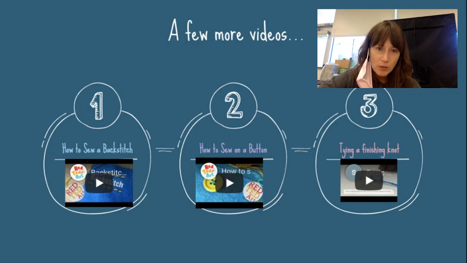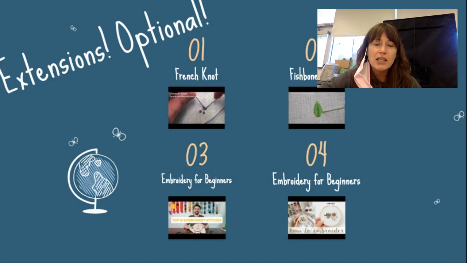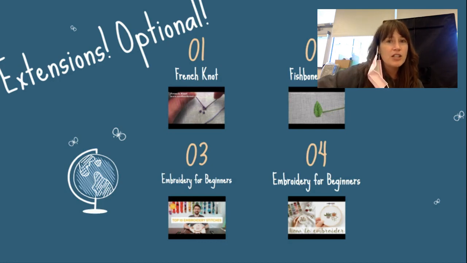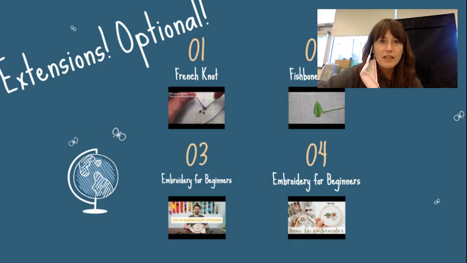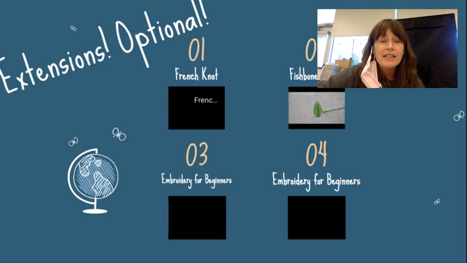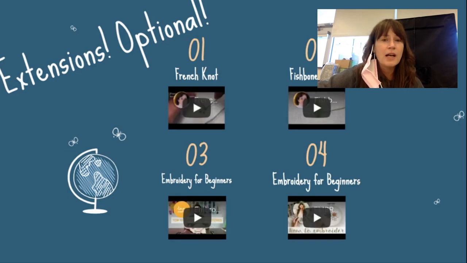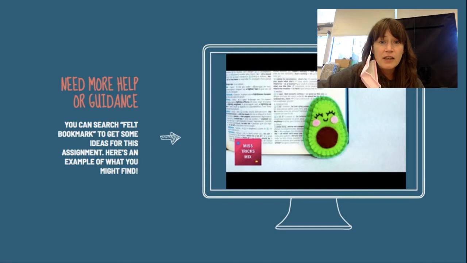One is how to sew a back stitch, how to sew on a button, and then tying a finishing knot. So these ones are optional, but the number 3 one here, the tying a finishing knot, would be very helpful for you. Optional videos. And then these are extensions. These are totally optional. Creating a French knot, a fishbone stitch, embroidery for beginners, and then another embroidery for beginners video. And these are extensions. They are going to help elevate your work.